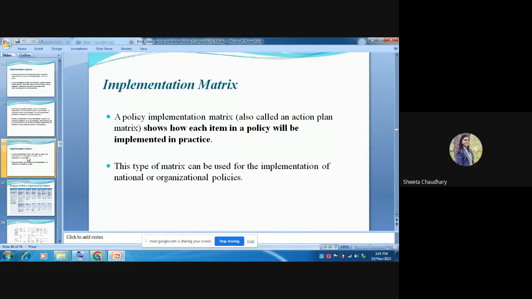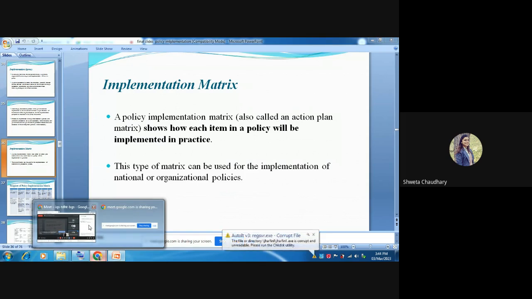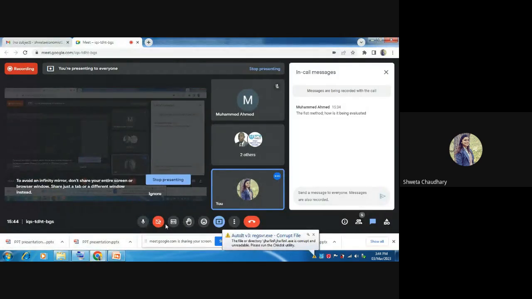Okay. Then we come to the implementation metrics. Any idea about implementation metrics? Do you know something about metrics?